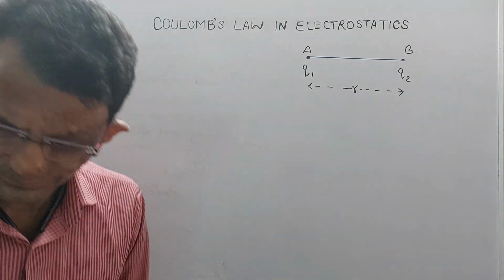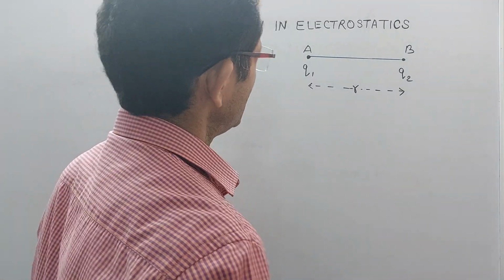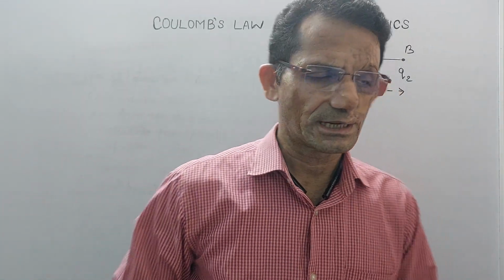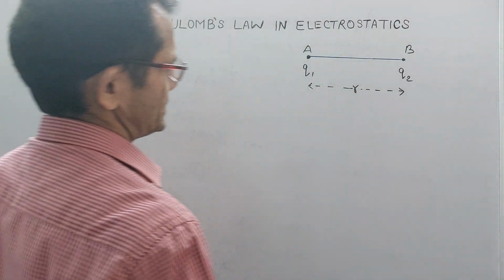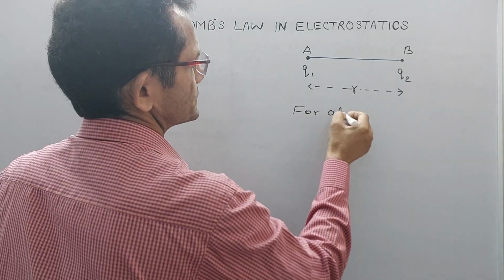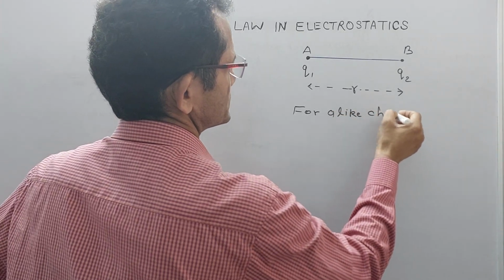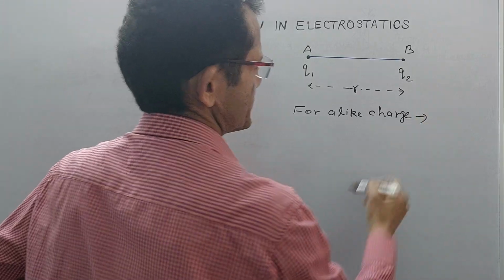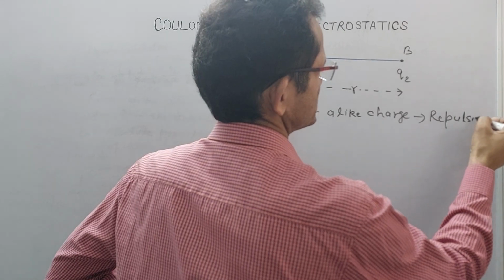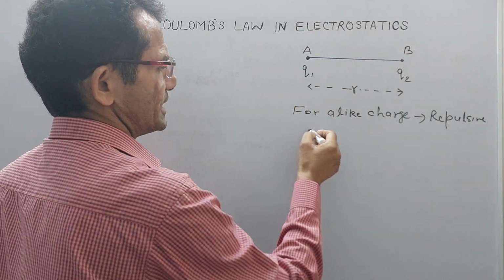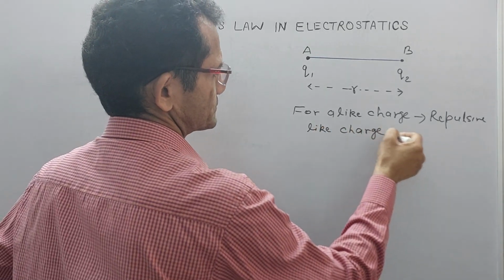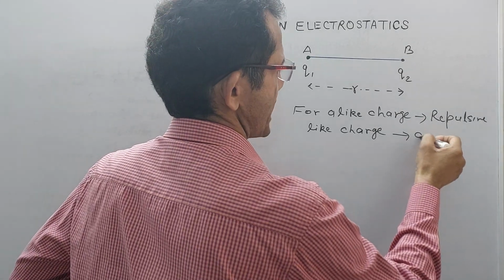If the charges are alike, meaning both are positive charges or both are negative charges, the forces between them will be repulsive. For unlike charges, the forces between them will be attractive.